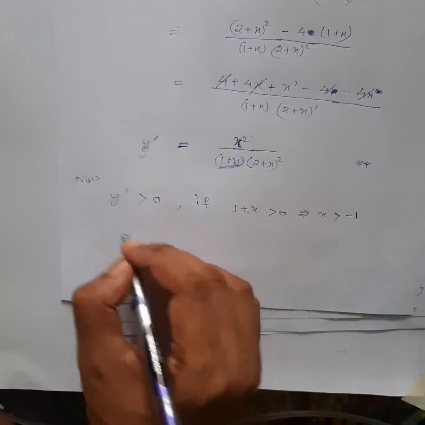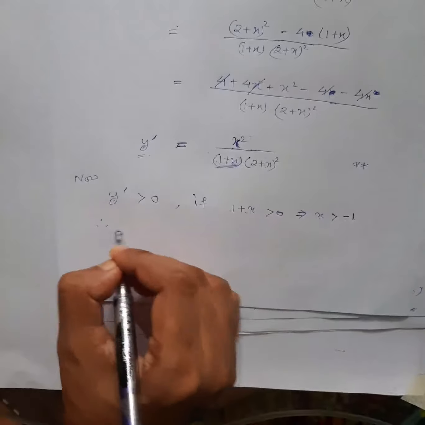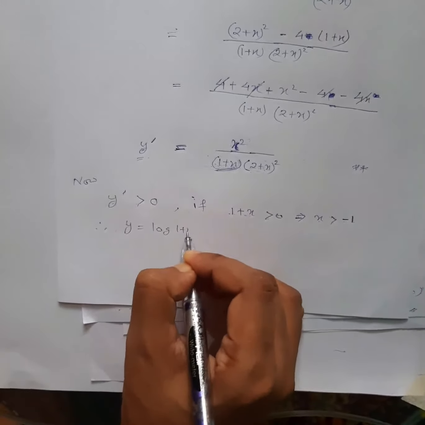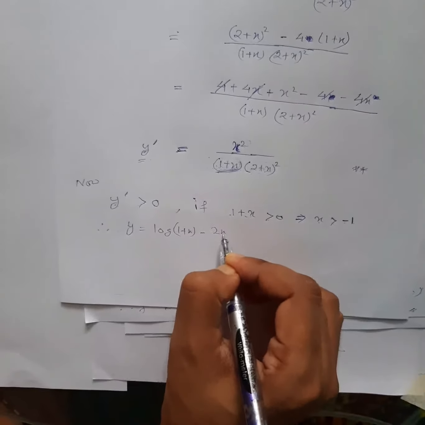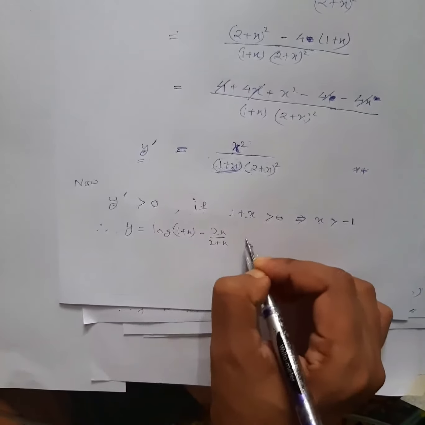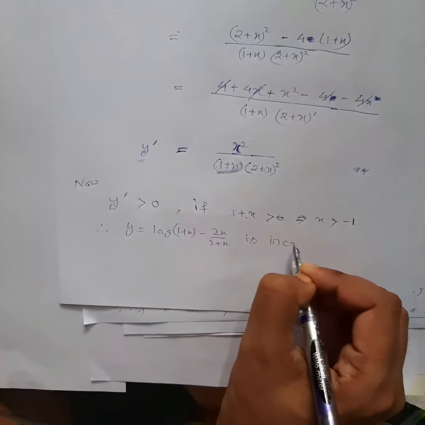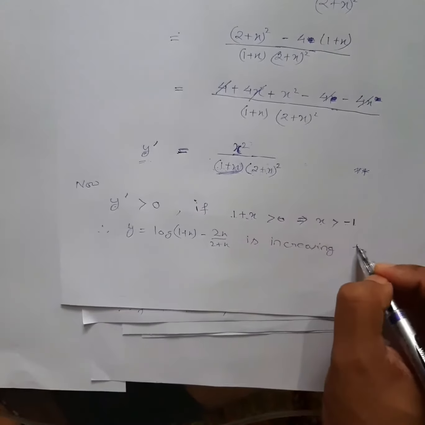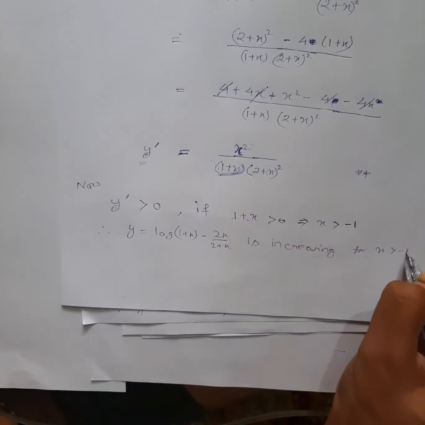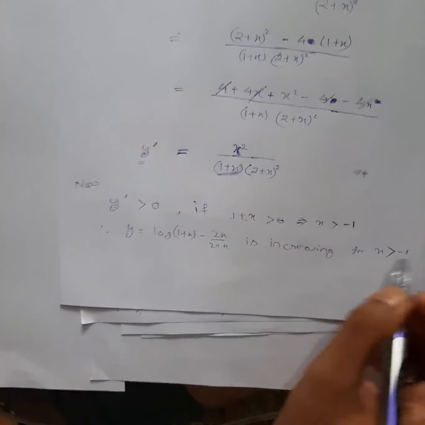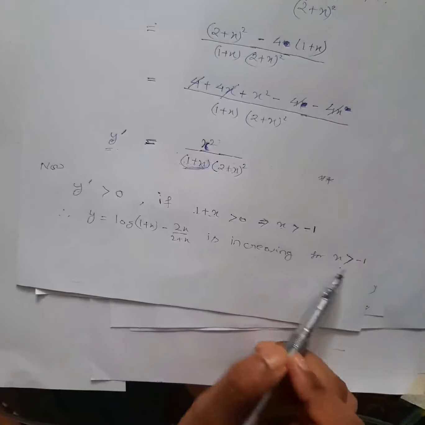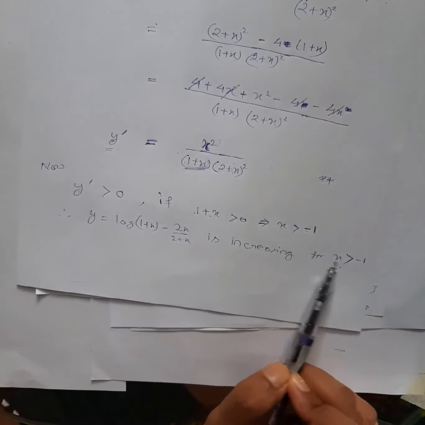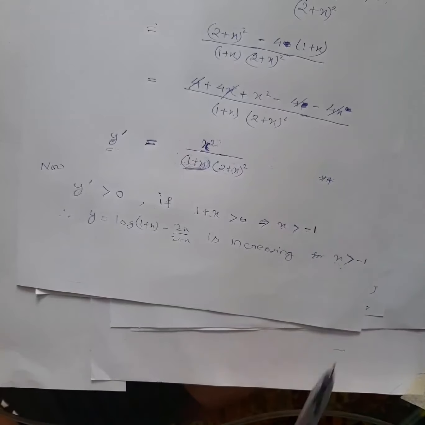So we have already proved, then therefore y is equal to log(1 plus x) minus 2x by (2 plus x) is increasing for x greater than minus 1. So you don't have to write in terms of interval this time. Why? Because they have given to show in this form only. Okay, so since they have asked you to show in this form, so we will leave the answer like this only.